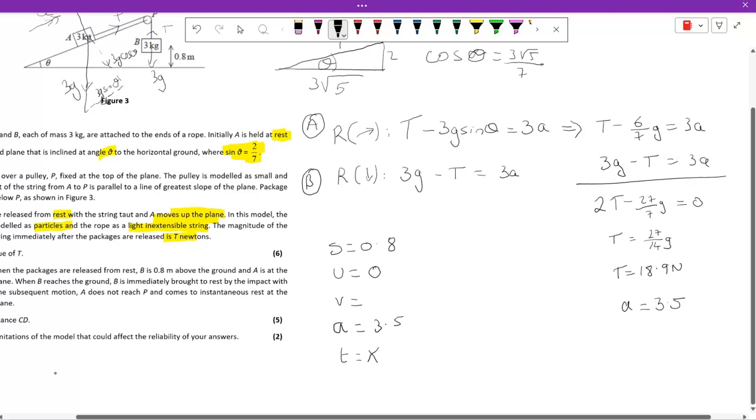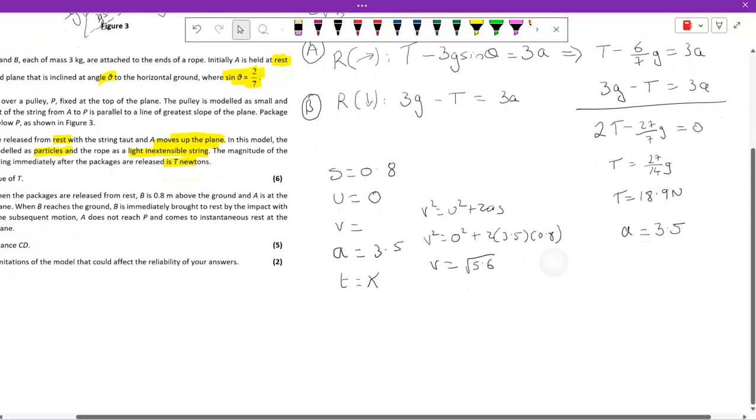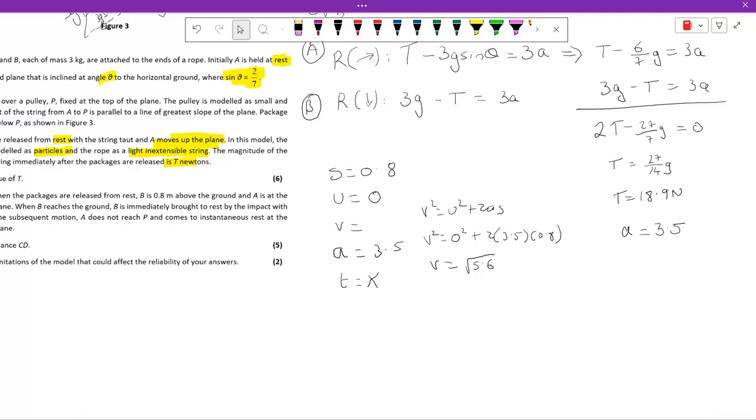So I've got 3 bits of information, which would allow me to work out what V is. I don't want T, so I can use V squared equals U squared plus 2AS. And so V squared is equal to 0 squared plus 2 times 3.5 times 0.8. And so V is equal to the square root of 5.6. Now, that's the velocity with which B hits the ground. So that's the velocity with which A is moving up the slope.